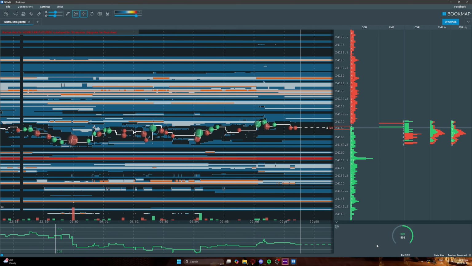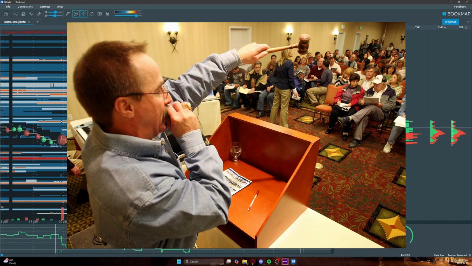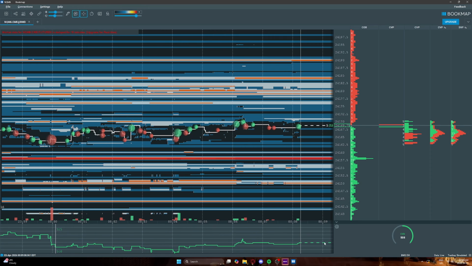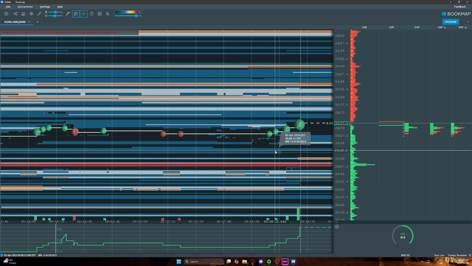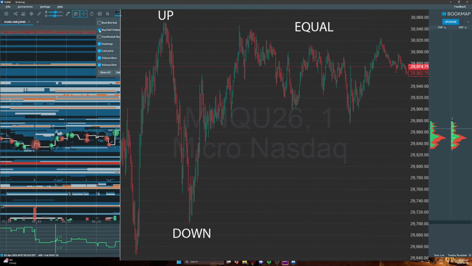It's a theory called the auction market theory. It states that the market is a continuous two-sided auction where buyers and sellers are constantly negotiating price. The market's job isn't to go up or down, but to find prices where the most business can be conducted between willing buyers and sellers.